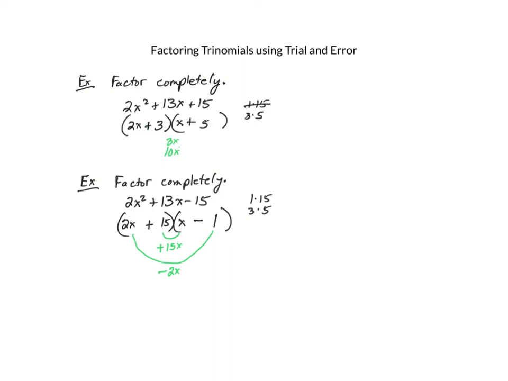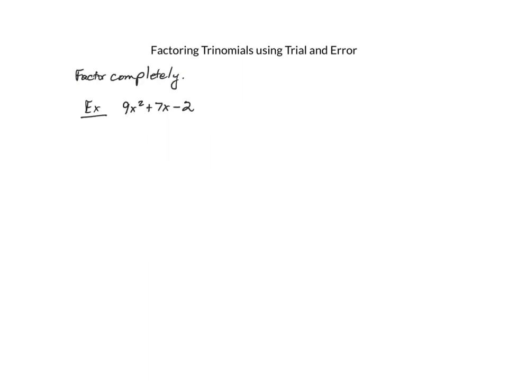Let's do another problem. This one looks like 9x squared plus 7x minus 2. Do look for a common factor first. It's easy to overlook that, especially when you've done a few problems where there wasn't a common factor. There still is not one besides a 1, so I move on. It's a trinomial, so I'm going to expect it to factor into 2 binomials.